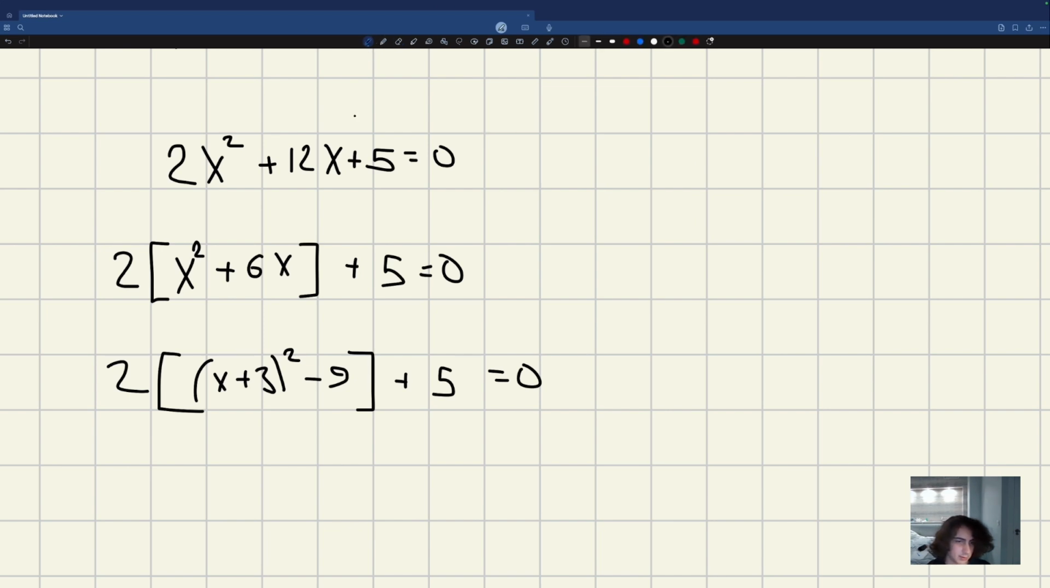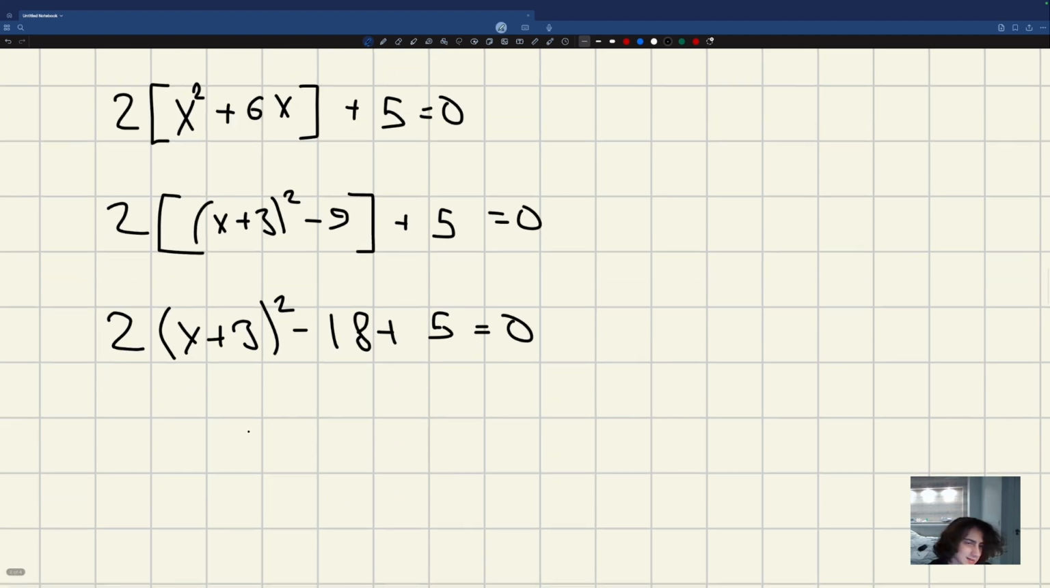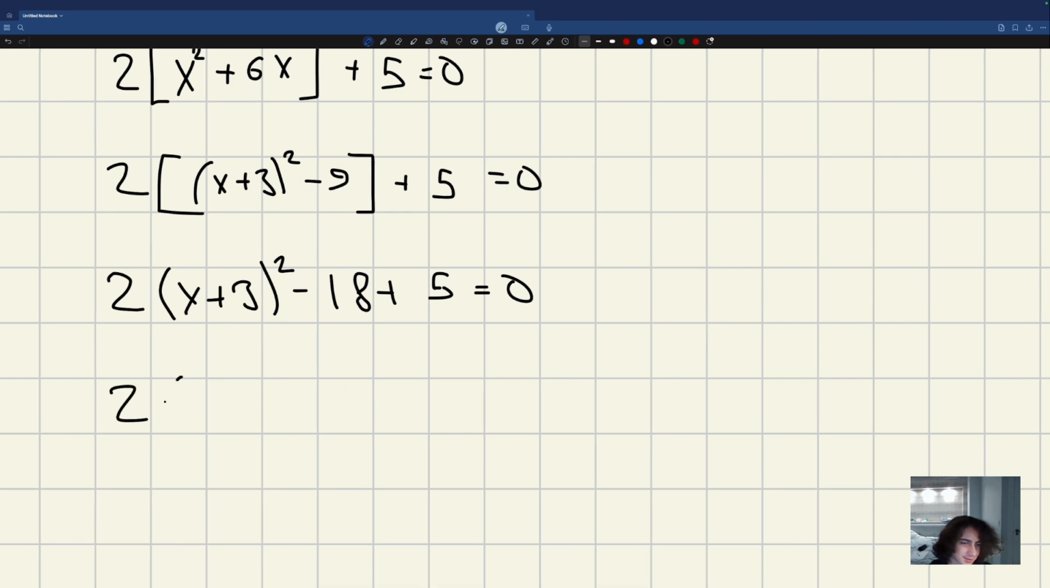What do we do after that? Well, we expand the bracket. And we go 2(x plus 3) squared minus 18 plus 5 is equal to 0. And 2(x plus 3) squared minus 13 is equal to 0. Solved. I mean, not solved, of course.